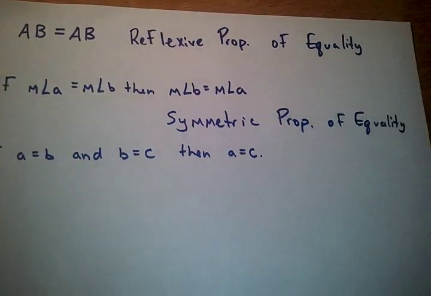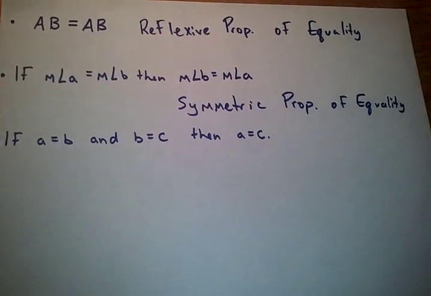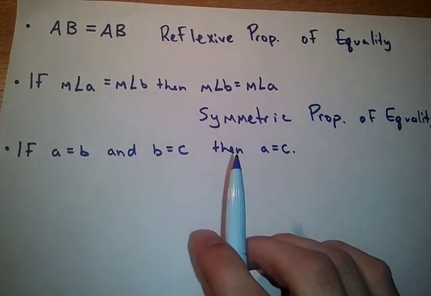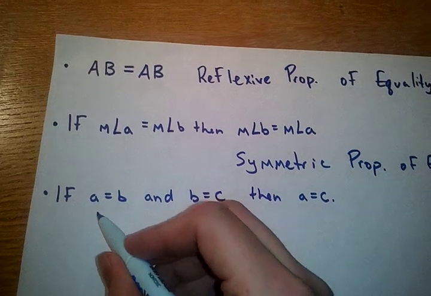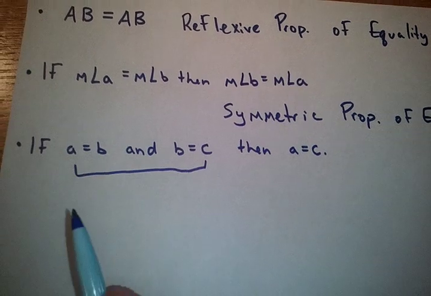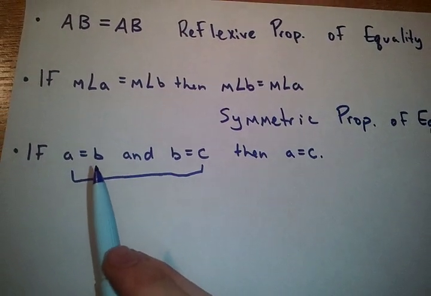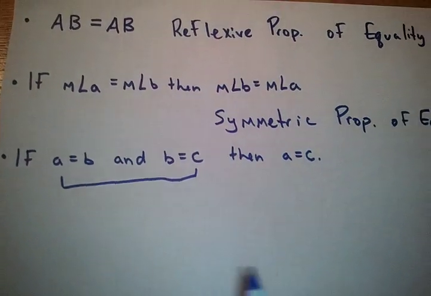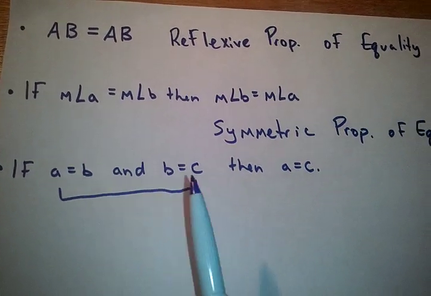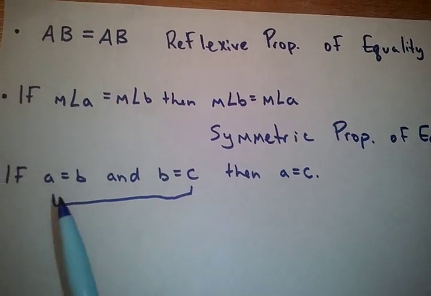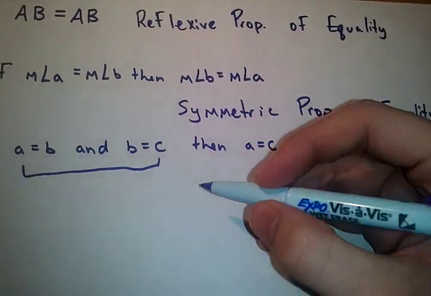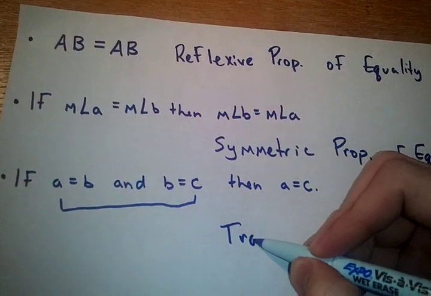And last, one of the most common properties that we're going to be using: if A is equal to B and B is equal to C, then logically speaking we can say A is equal to C. We've seen this before in our law of syllogism, where if statement A implies B, and B implies C. So the example that we've been using in class: if you run, you sweat, and if you sweat, your hair gets gross. So we can logically say, if you run, then your hair gets gross. This is the transitive property of equality.